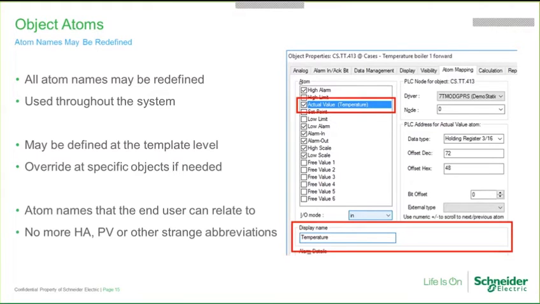You can define it at the template level, and then the atom name that you have specified will be propagated to all the objects you have based on this template, and in that case you can then override it at a specific object, or you can just specify it for all the objects. We've also removed all the very strange names like HAPV that you could see in the user interface.